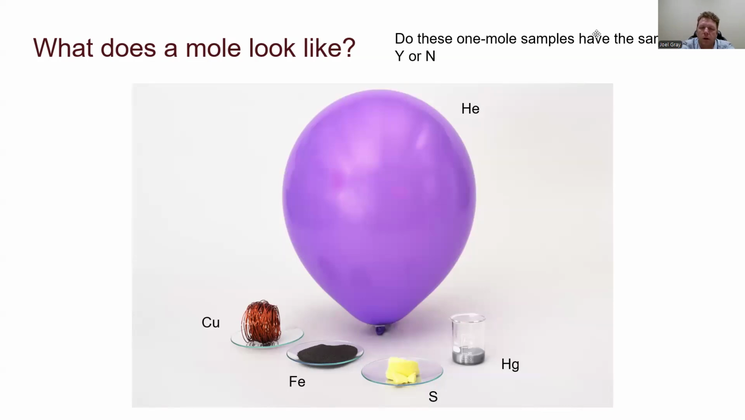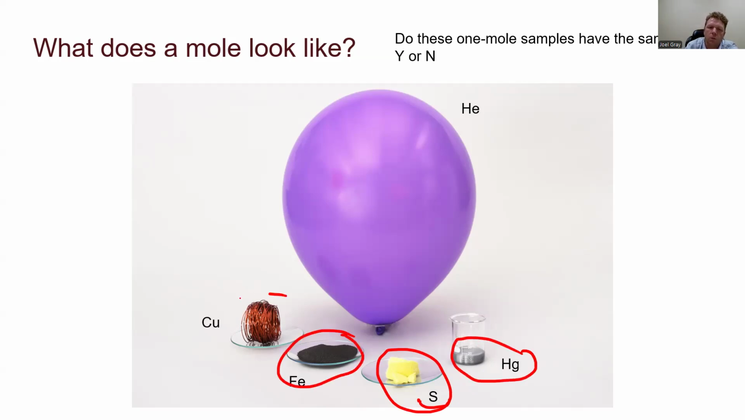No, they don't. Helium is not a purple balloon. Instead, what's being said here is that helium is captured in this balloon, this helium gas. 1 mole of helium gas is in that balloon. What we also got is 1 mole of sulfur, not to be mistaken with like a lemon bar or a lemon flavored pound cake. We've got 1 mole of mercury, 1 mole of iron, and 1 mole of copper wire.